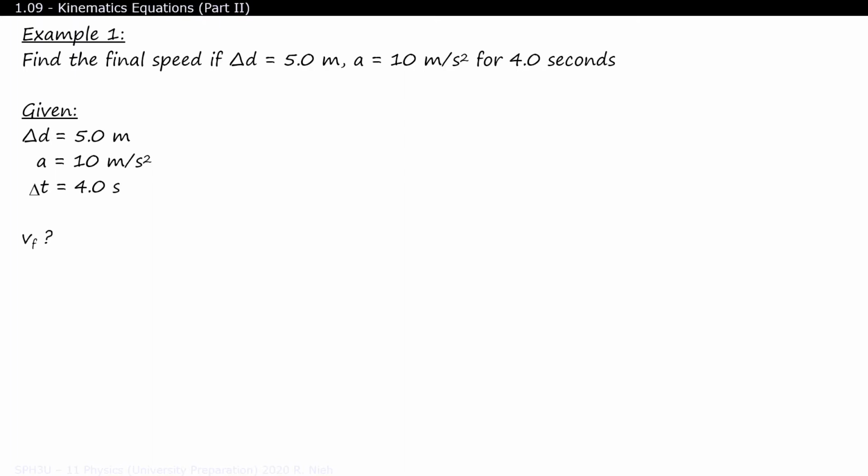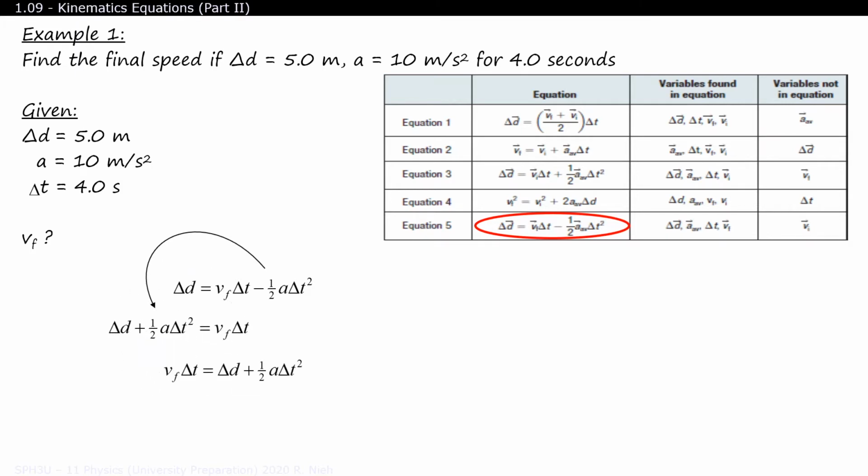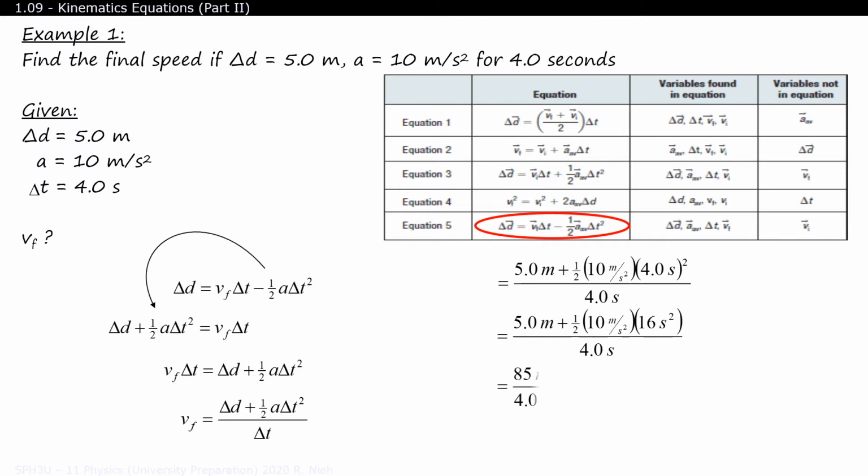We first start off with our givens and require. After looking up on the cheat sheet, we see that equation number 5 will help us out here. However, we'll need to do a bit of rearranging. First, we'll bring over the negative a delta t squared. Then we'll do a quick swapperoonie. With Vf delta t on the left, we divide both sides by delta t, and here's the formula rearranged. Beyond here, we substitute in our knowns, follow the rules of BEDMAS, and conclude with 21 meters per second.